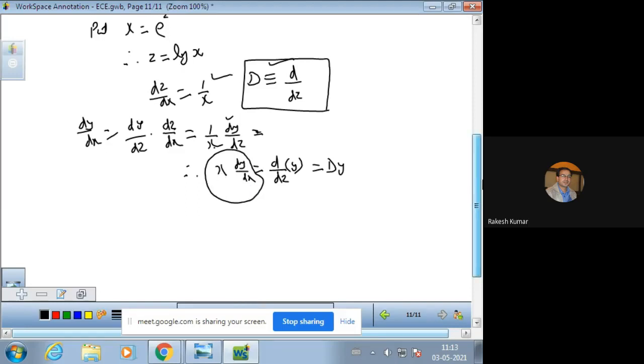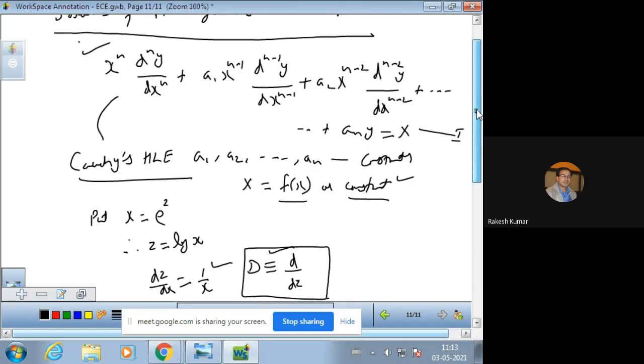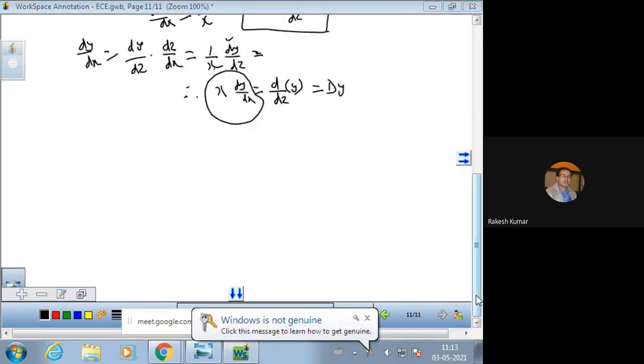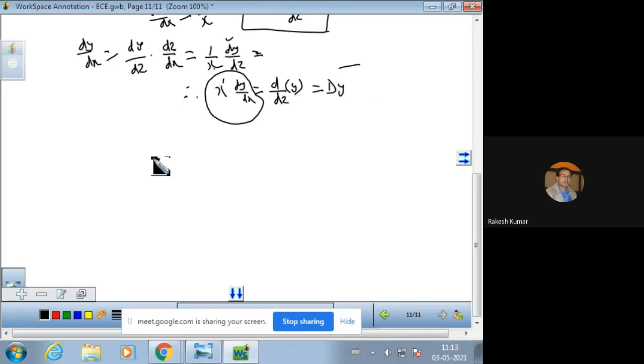Obviously, there are coefficients of the differential terms. If the nth order derivative is there, then x raised to power n. If the n minus first order derivative is there, then x raised to power n minus 1. And similarly, when the first order derivative is there, then there will be x raised to power 1. And its value is capital D into y.